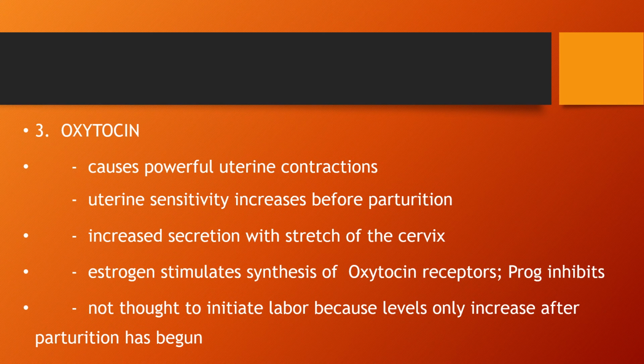For oxytocin, it causes a powerful uterine contraction. So it's the oxytocin that is responsible for the uterine contraction. It increases uterine sensitivity before parturition. Increased secretion with the stretch of the cervix. Okay, and estrogen stimulates the synthesis of your oxytocin receptors. Progesterone inhibits your oxytocin receptors.